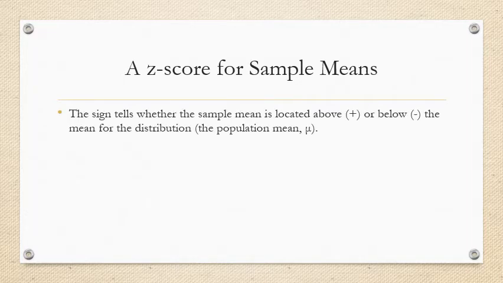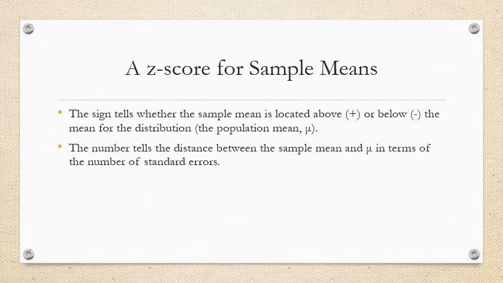Now let's look at a z-score for sample means. When we're talking about a z-score, the sign again tells you whether the sample mean is above or below the mean for the distribution, which is the population mean. And then the number tells the distance between the sample mean and the population mean in terms of the number of standard errors. So very similar to a z-score for single scores. The formula for the z-score for sample means looks like this. z is equal to M minus mu over standard error.